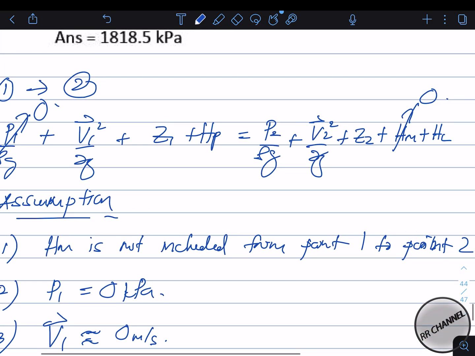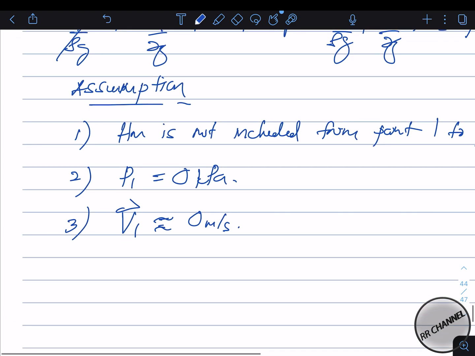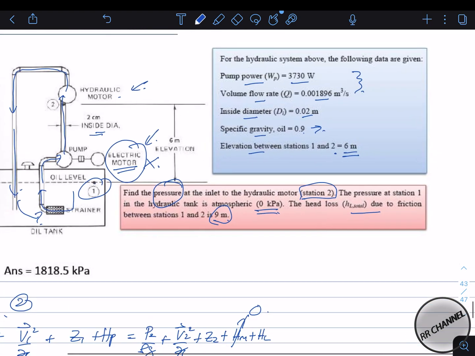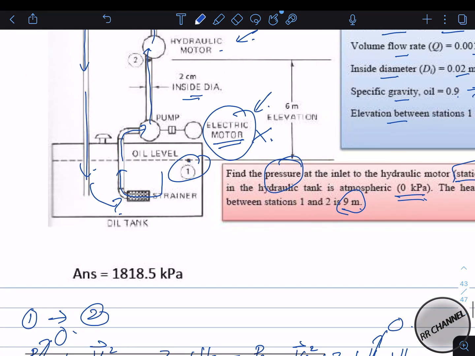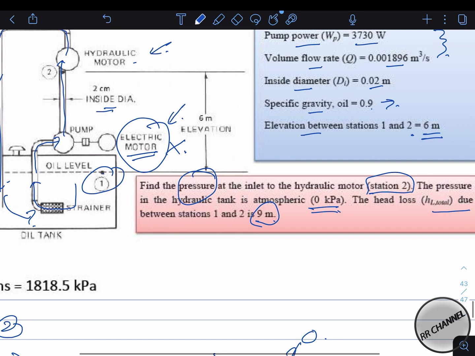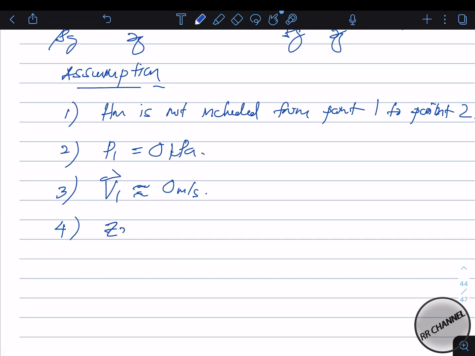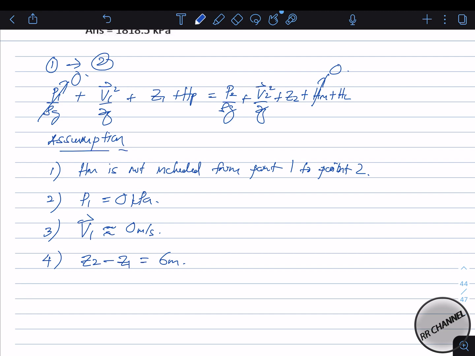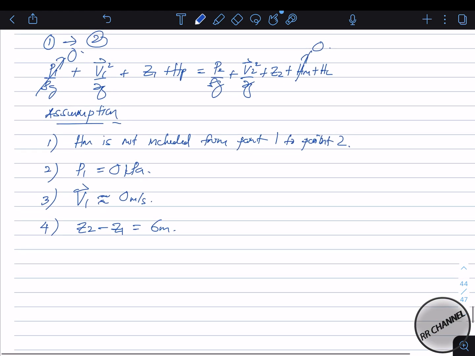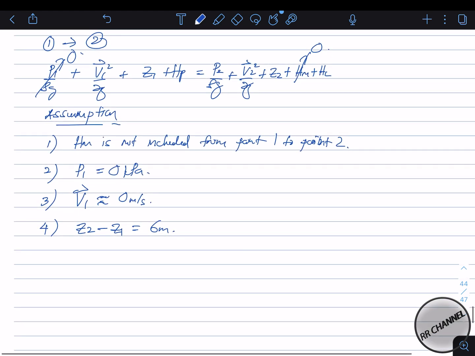And then I think we can put the Z elevation here. So number 4, it is already stated here that the elevation between station 1 and 2 is equal to 6 meter. So if this is your reference at point 1, then Z2 minus Z1 is equal to 6 meter. So these are the 4 terms that you need to put into the Bernoulli equation here. Our objective is to find P2, okay, P2 as our objective. So now I will rearrange this equation.